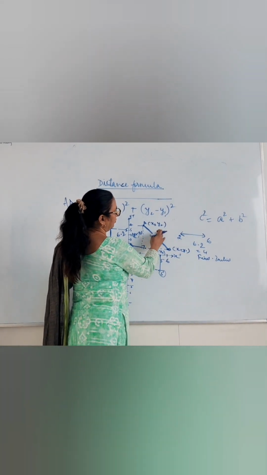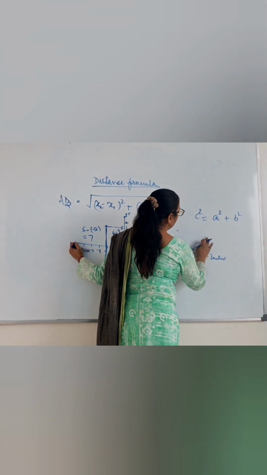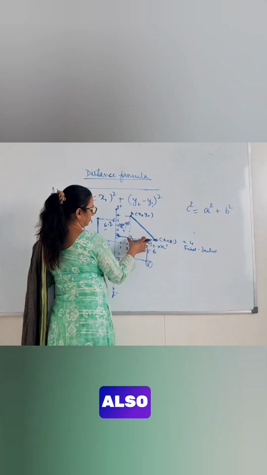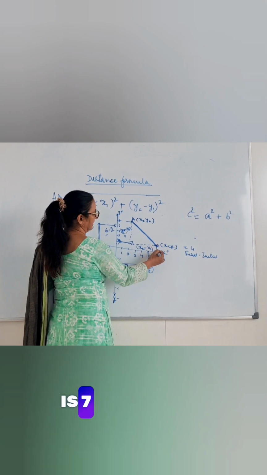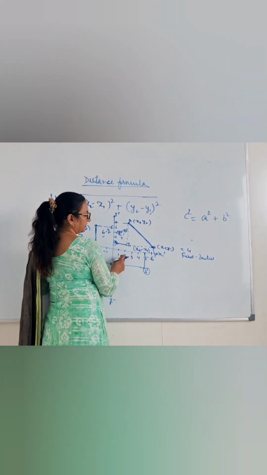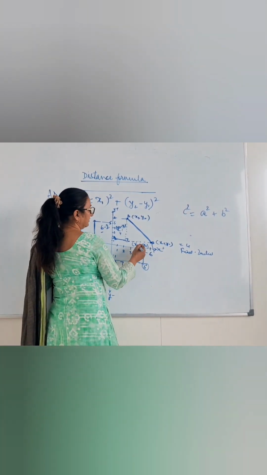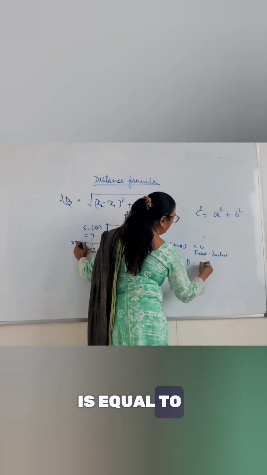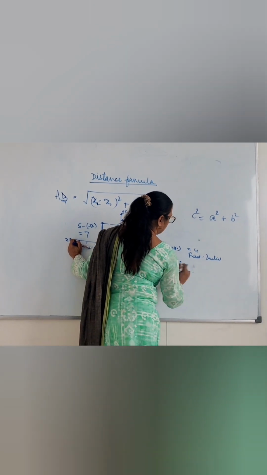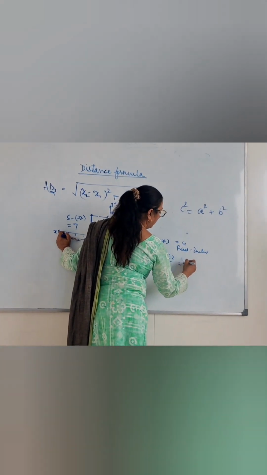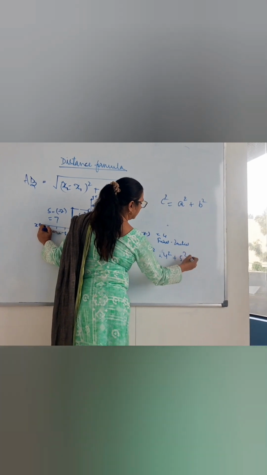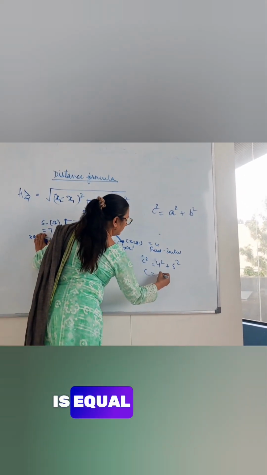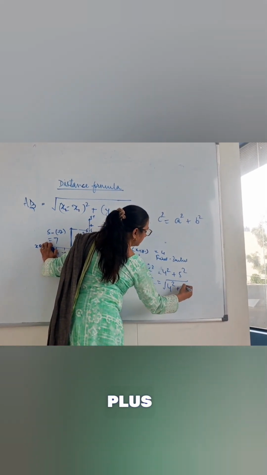How do you use this? What is the way we use the Pythagoras theorem? If this would have been 4, and here also I calculated and got 7 and 2, so 7 minus 2 is 5. So what would have been the distance formula? D is equal to... C square is equal to 4 square plus 5 square. This is what we would have got. Right? Same way, C is equal to root over 4 square plus 5 square.